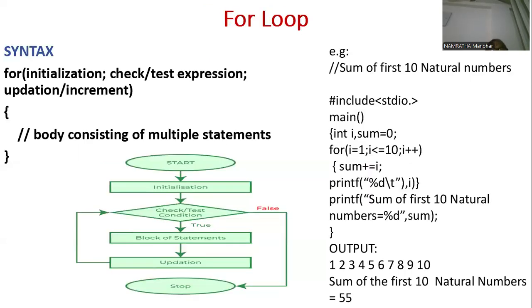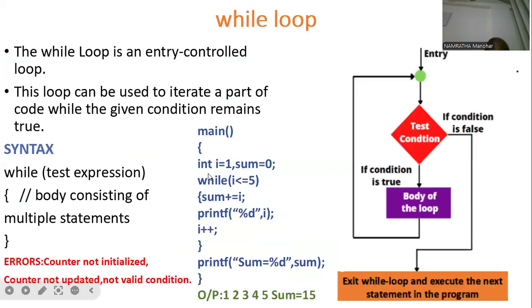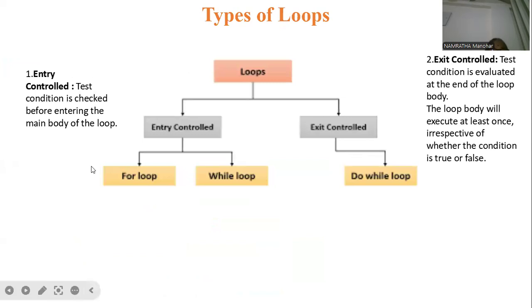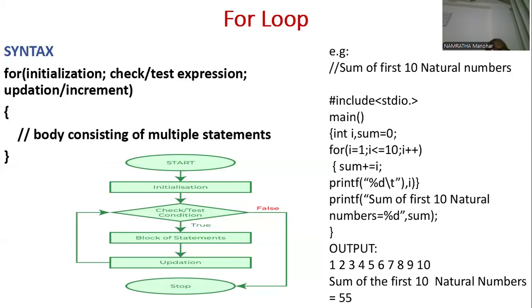Now, coming to the simple for loop, which is the first one. So we'll see the for loop. What is the syntax of the for loop? Initialization, check, or what is called the test expression, then updation or increment. You have to keep these semicolons. So this is the syntax.